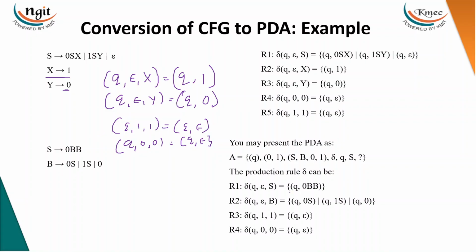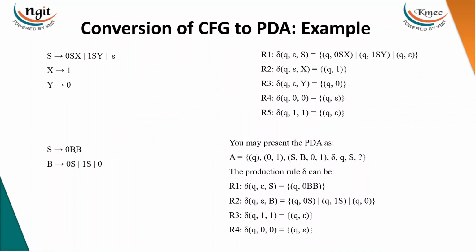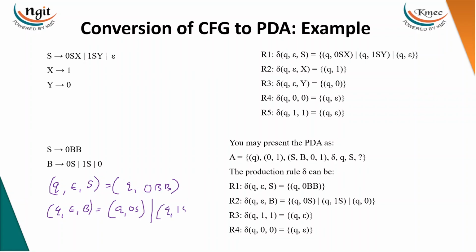Okay, let me write this. Of course, anyway, I've taken here, but let me go with this. See here, first you have to take S. So Q, for any symbol S, you have to take Q 0 BB. That's it. For this B, how can I write it? Q epsilon B. Then you can take Q comma 0S or Q comma 1S or Q comma 0.